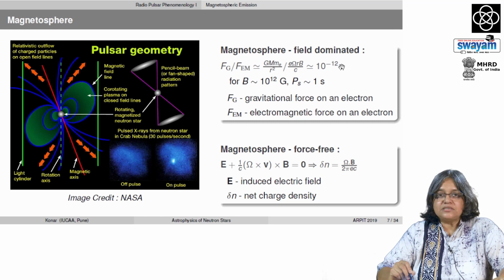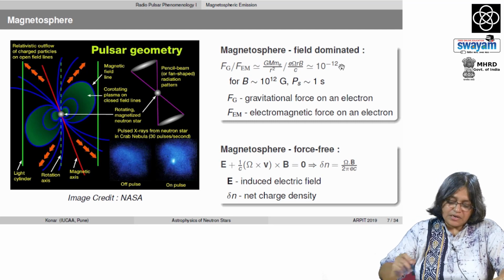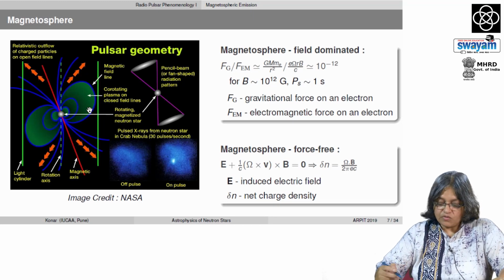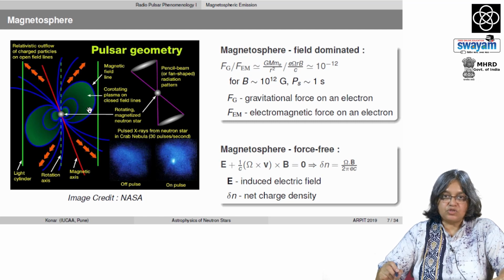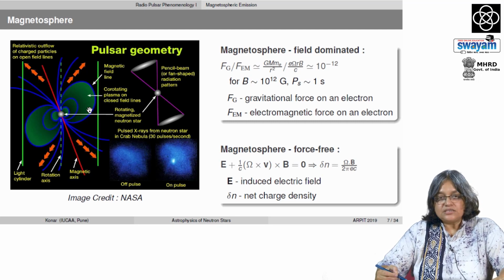So, the charged particles are basically being driven by the electromagnetic considerations there. This magnetosphere within this region is force free. It follows an equation given by E plus 1 over c omega cross v equal to 0, that is the Lorentz force is 0 there, and therefore, this imposes a condition on the charge density of the particles there. The charge density comes from the Maxwell relation, and we obtain this.